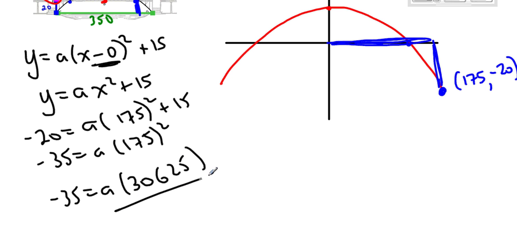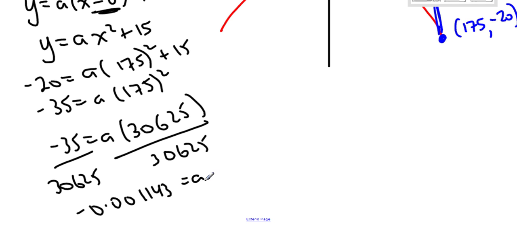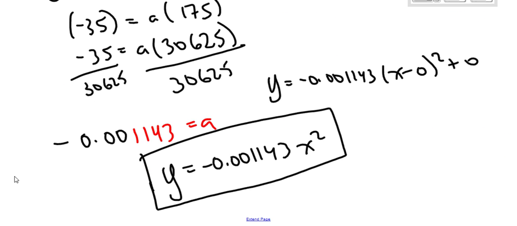And then again, this looks really familiar, right? So let's see how familiar. You should get negative 0.001143 for A. Now, why is this so familiar? Well, it's exactly the same A value that we just calculated.